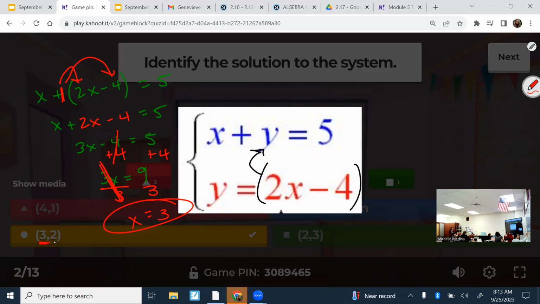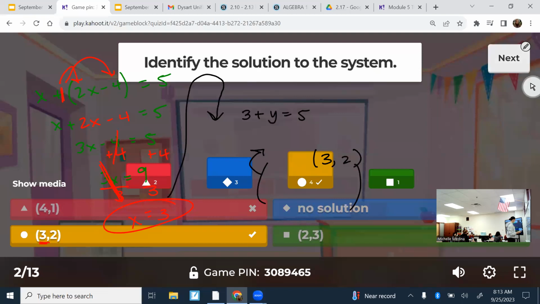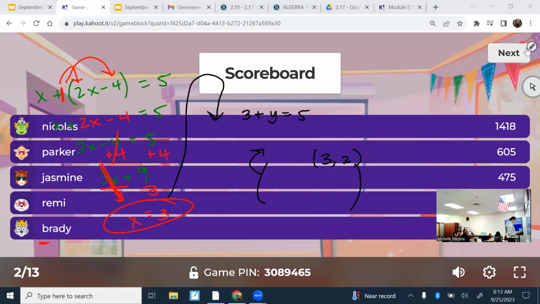Because then what you would do now is you take what x equals, which is 3, plug it into one of the equations. They say you have to plug it into the other equation, but if you look here, if I plug it into this one, it goes 3 plus y equals 5. What would y have to equal? 2. And then now you pair it up as a coordinate, x and then y. Questions on that?